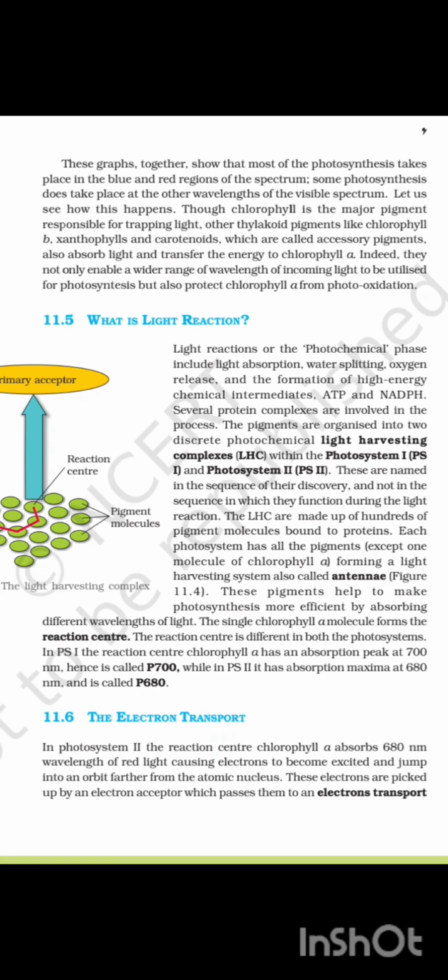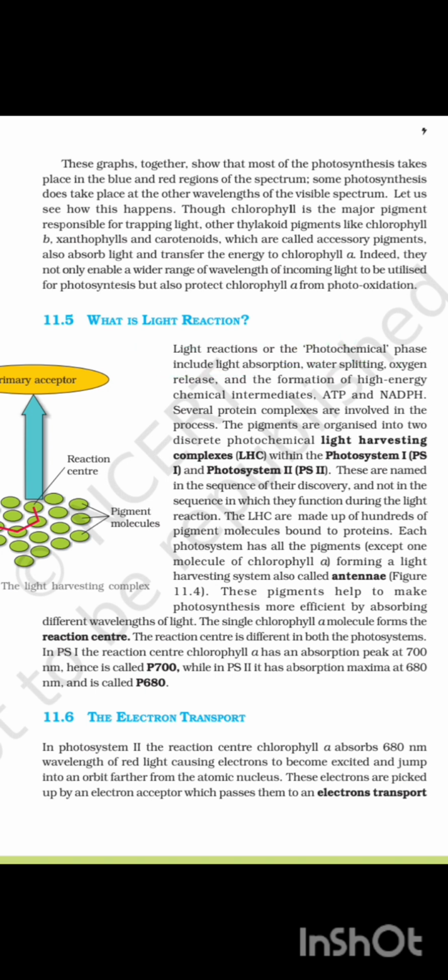Though chlorophyll a is the major pigment responsible for trapping light, other thylakoid pigments like chlorophyll b, xanthophylls, and carotenoids, which are called accessory pigments, also absorb light and transfer the energy to chlorophyll a. Indeed, they not only enable a wider range of wavelengths of incoming light to be utilized for photosynthesis but also protect chlorophyll a from photooxidation.